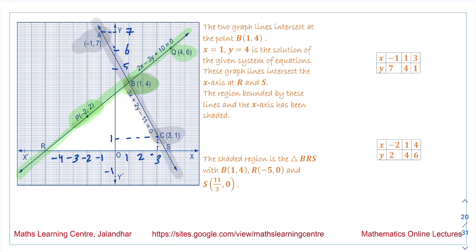But what we have to find in this question is we have to shade the region bounded by these lines and the x-axis. Now what is the x-axis over here? X-axis is this axis.